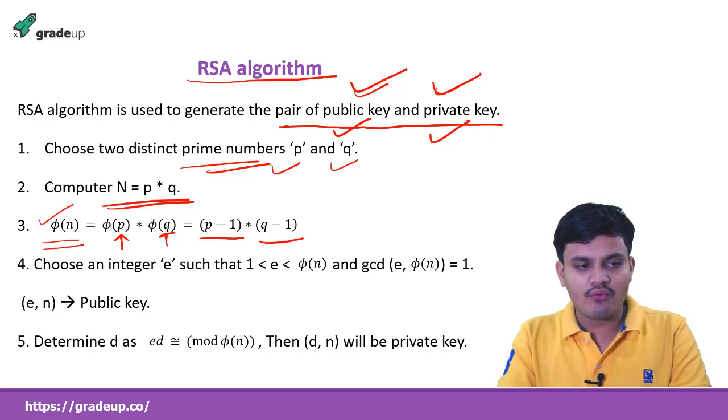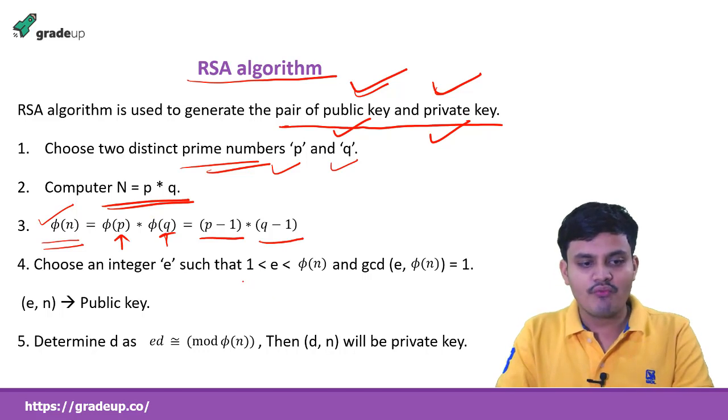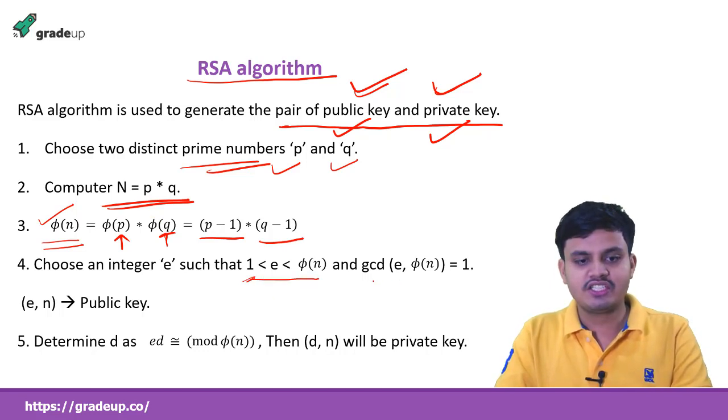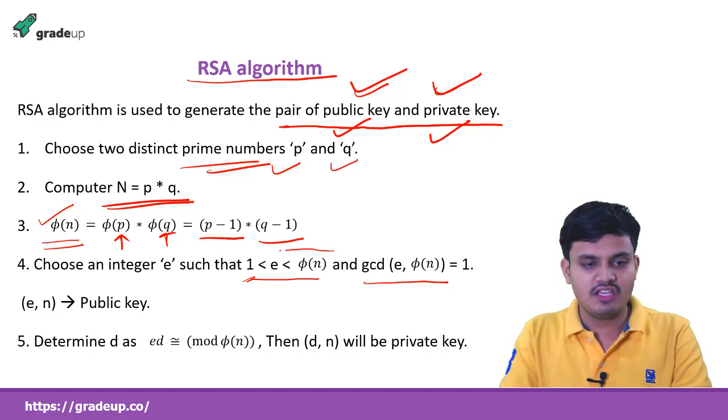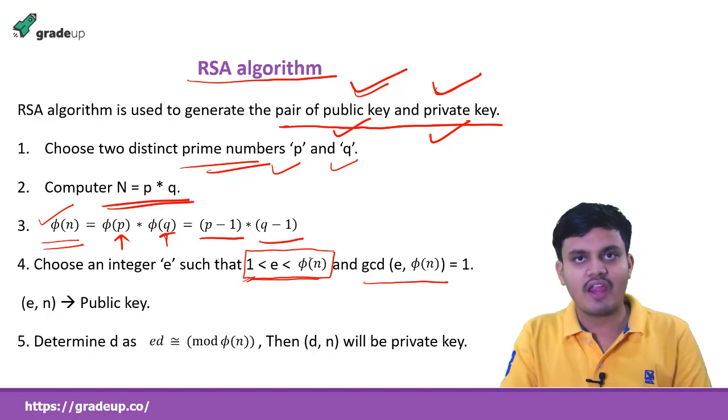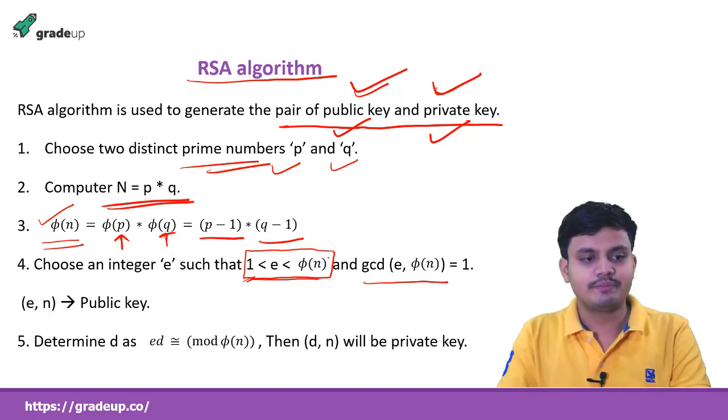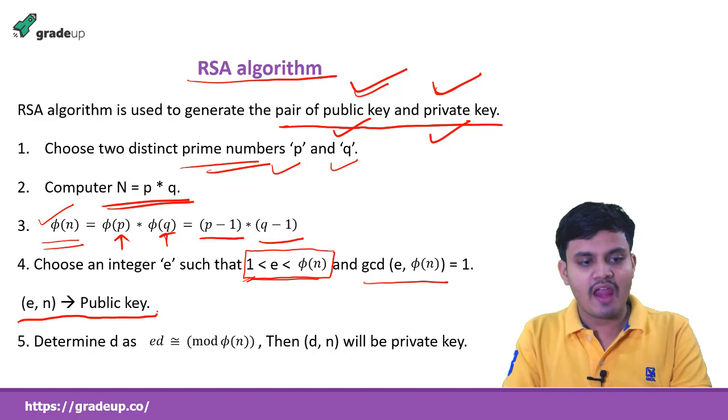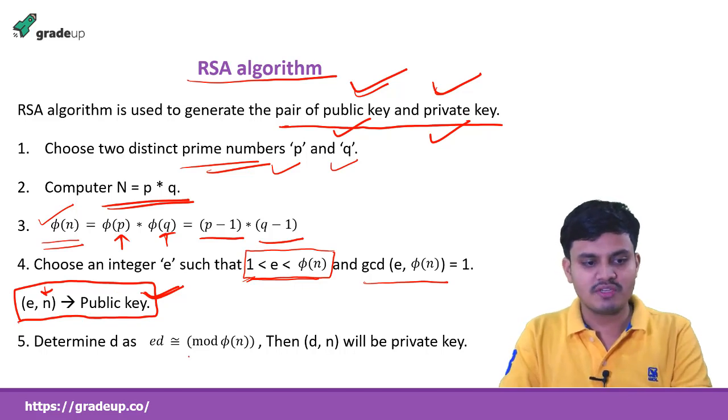Once we get phi of n, we need to choose an integer e greater than 1 and less than phi of n, such that the GCD of e and phi of n is equal to 1. You can pick any one. And this e and n, always remember that n is p into q, not phi of n, are declared as the public key: e comma n.